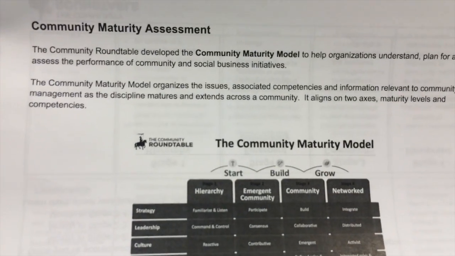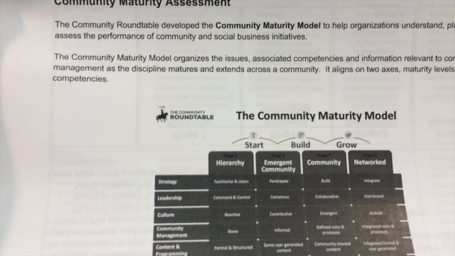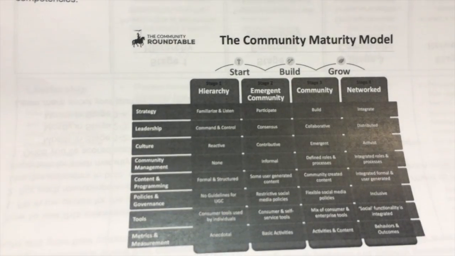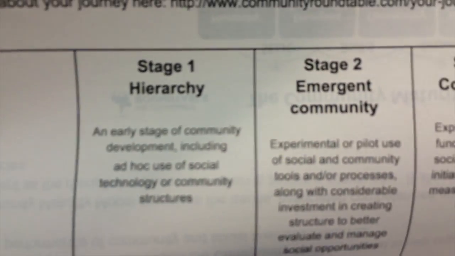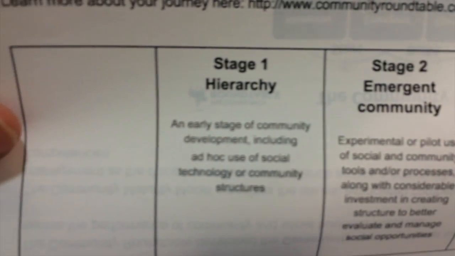Here's another alternative I found, which might be a good quick start way of getting going with the assessment process, and then I can build on that in future iterations. This particular tool is co-created by the Community Roundtable community, and it's based on the maturity model, which anyone who works with communities of practice may have seen before. It's a 4-stage model: hierarchy, emergent, community and networked in terms of maturity.